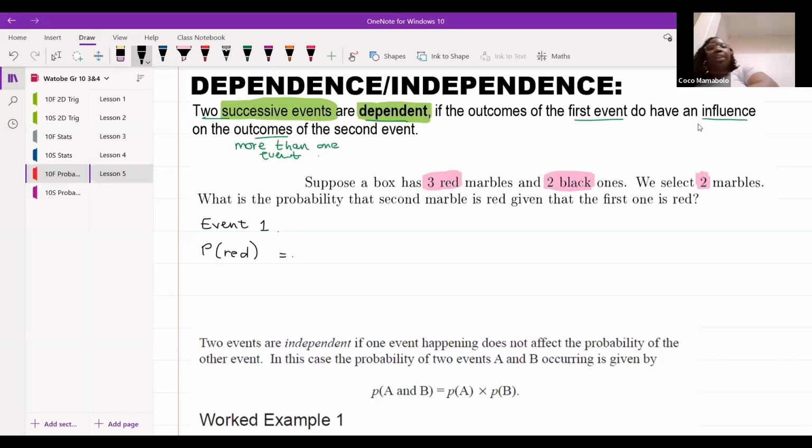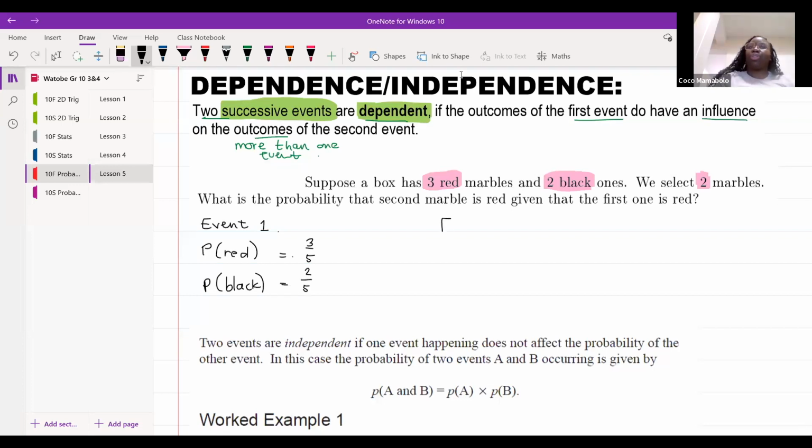Okay, good. It's 3/5. What is the probability that I will pull out a black marble? Okay, good. So we know that the probability of a red marble is 3/5, and the probability of a black marble is 2/5.